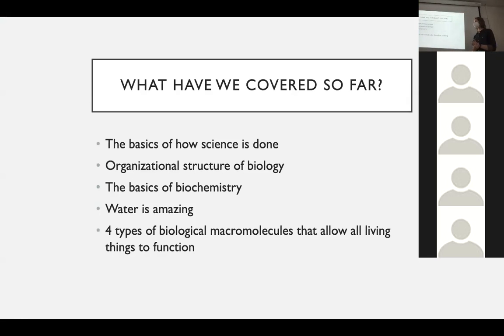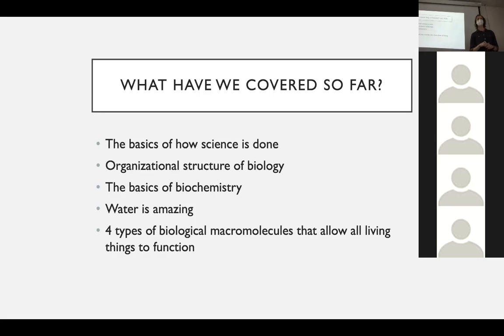I kind of like to stop and talk about what we've talked about and then kind of where we're going every once in a while. I think it's helpful. So we talked about how science is done, the organizational structure of biology. So now we're stepping up another level into the cell category. Talked about the basics of biochemistry, which are those biological molecules, the carbohydrates, the lipids, etc. We know water is amazing. It can do a lot of things. And then we talked about the 4 biological macromolecules. So those are kind of one and the same. So we'll get into how those macromolecules are used in the next unit.